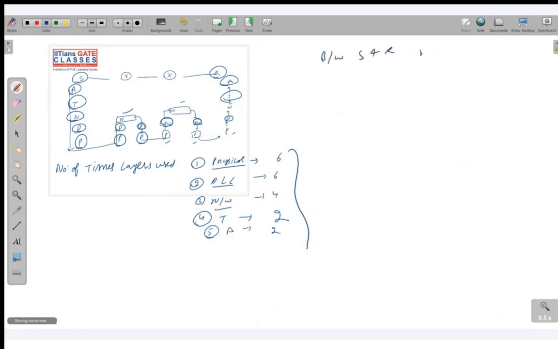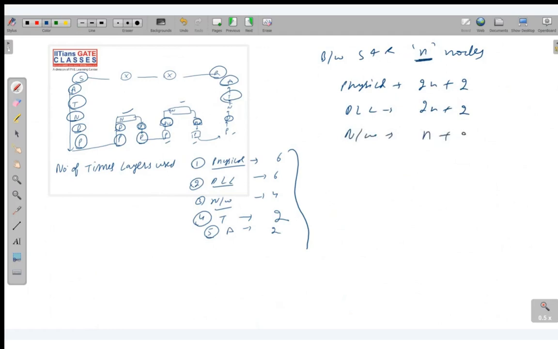So physical layer: at each node, two times, 2n, plus sender and receiver, plus 2. Data link layer: for each node, two times, so 2n plus 2. Network layer: each node, one time, and sender and receiver, one time, n plus 2. Transport layer, only 2. Application layer, only 2. That's it.